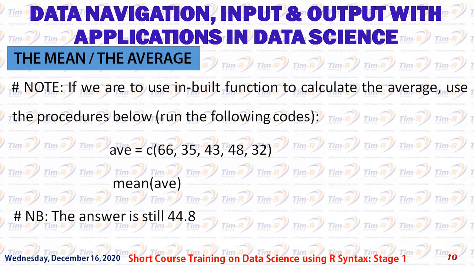Type this into your R script. You have AVE. The AVE is not a command, it's a user-defined word, so you can change AVE to anything you want: average, A, age, or anything. You can change it to y is equal to c, and that c must be a small letter. c means concatenate. Bracket 66, 35, 43, 48, 52, bracket close. Then you write me of whatever you put at the top, maybe H. You put me(H), you run it. The answer must come out, and that answer must be 44.8.